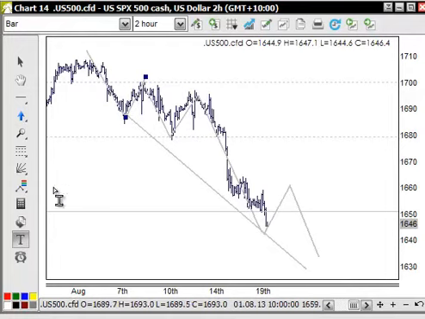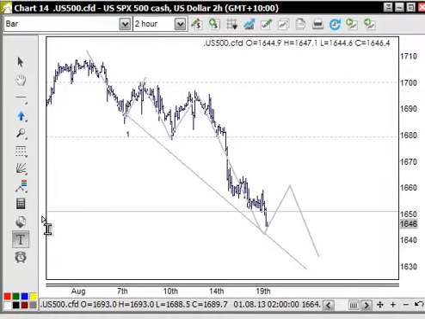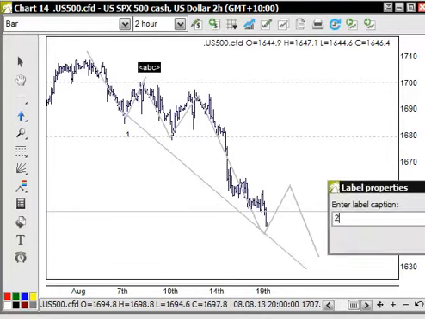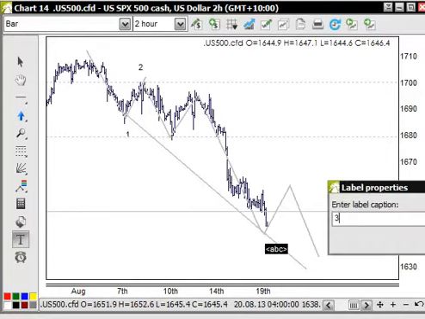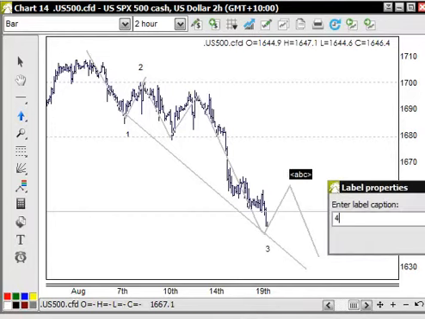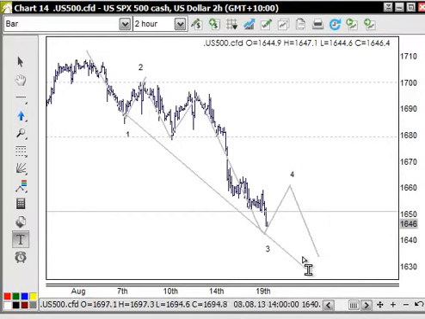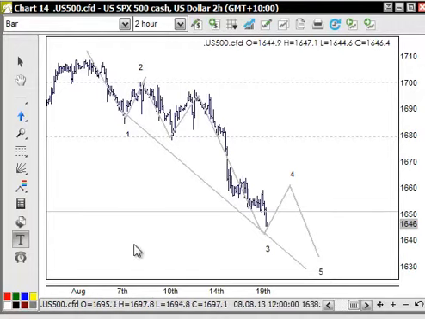So we would have this here as wave 1, wave 2 to there, 5 waves down for wave 3 to here, and then wave 4 if that develops to this point, and then wave 5 developing here.